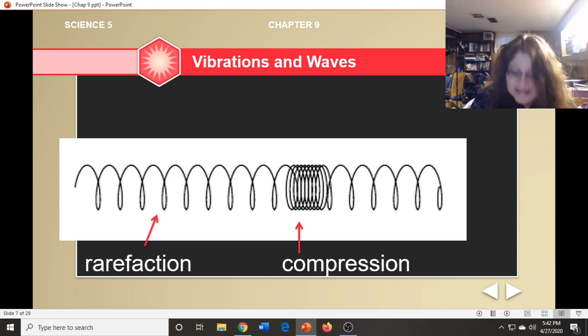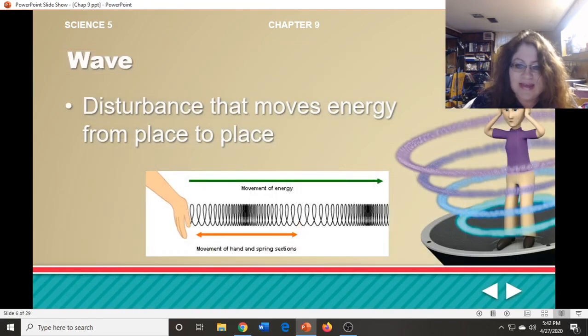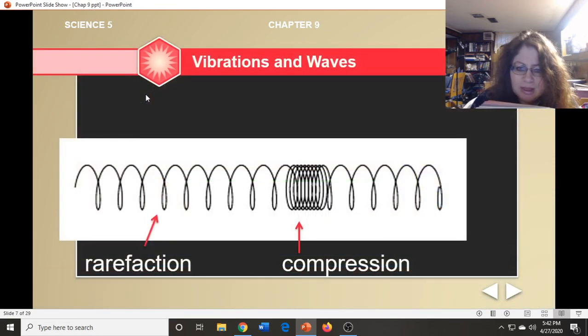Look at the top of the second column of page 219. In a sound wave, the particles of matter vibrate back and forth in the same direction that the sound energy is moving. The motion of each vibration pushes together some of the particles of matter. This part of the wave is called a compression. Okay? Highlight that in your book as well.